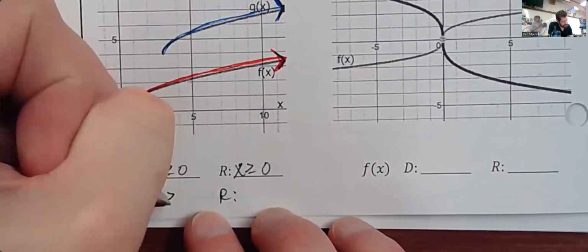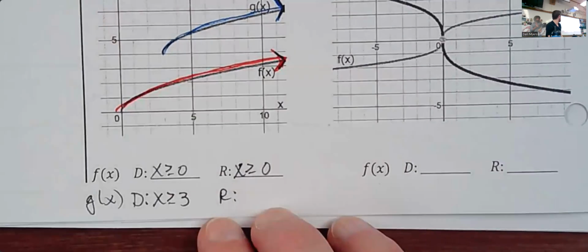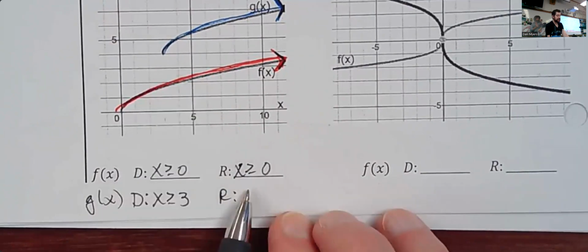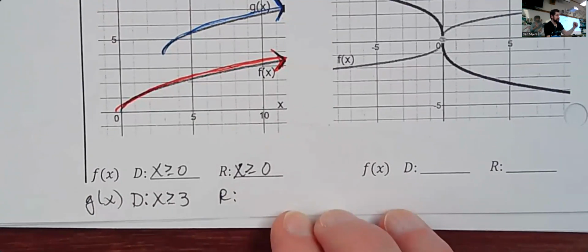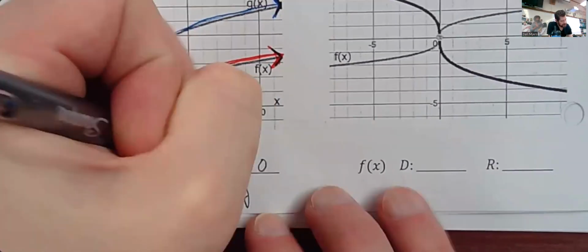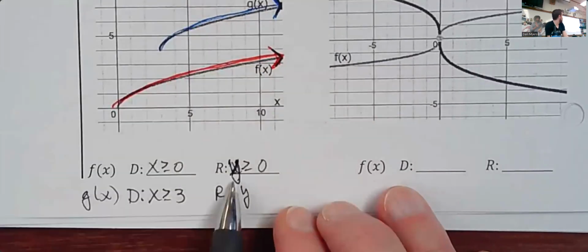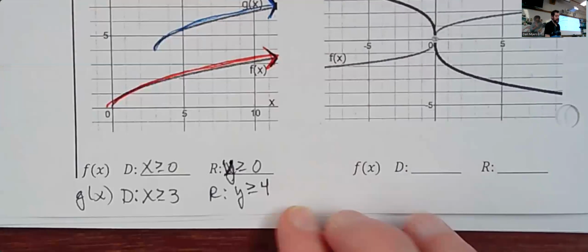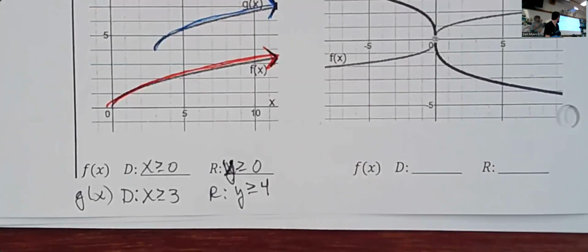Yeah, x is greater than or equal to 3, because it moved 3 to the right. So now every x value is at least positive 3. How about the range? Yeah, every y value now has been moved up by 4. So everything on the y-axis. I don't know why I wrote x is greater than or equal to 0 for the range there. That should be y is greater than or equal to 0. y is greater than or equal to 4. All right. Awesome.